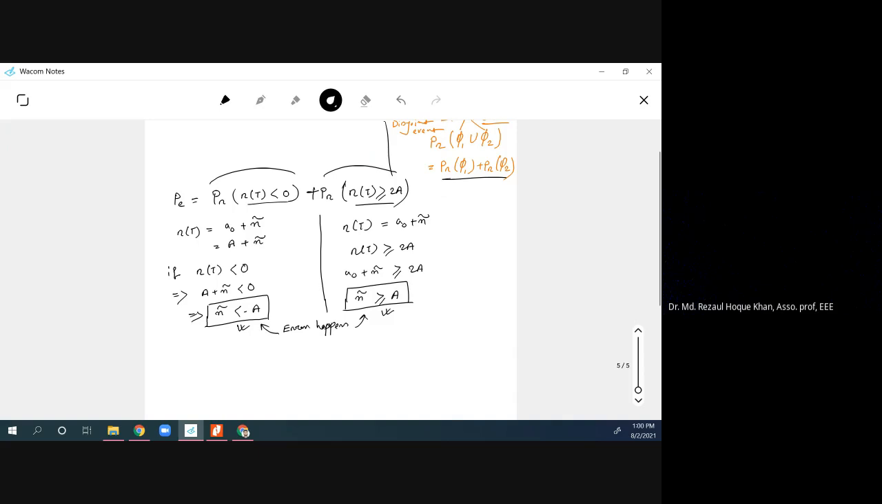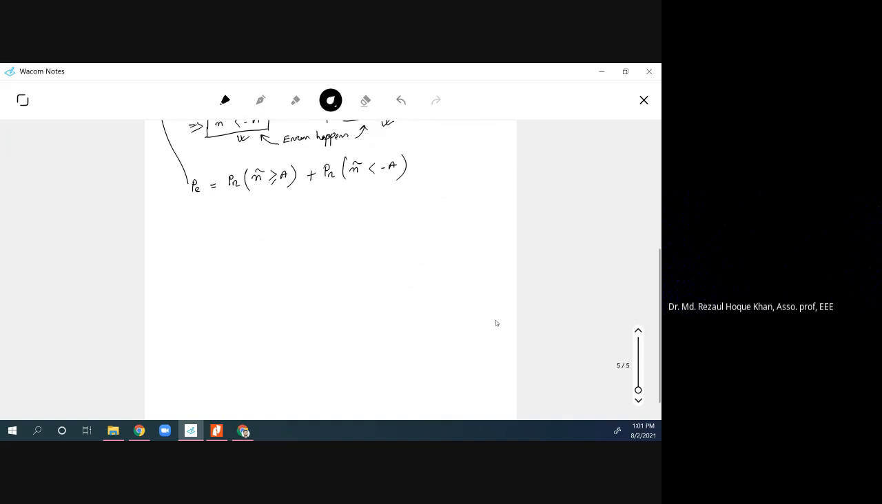Now I would like to rewrite it. So Pe is the probability of error when n tilde is greater than A, plus the probability that n tilde is less than minus A. Let's draw the probability density function for this condition. Let's see this in the PDF.